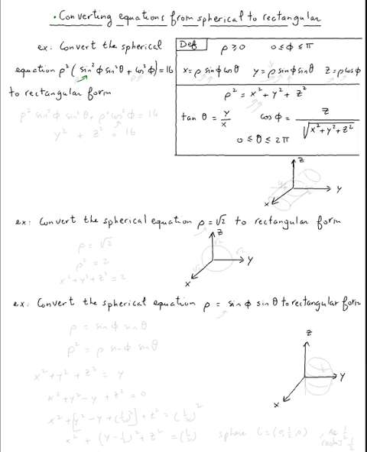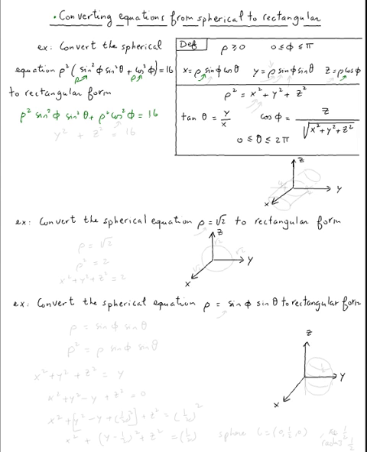So what do we do? One way, I don't know if you notice, is to distribute, because we're kind of missing something. To get an x, we need the rho sine phi cosine theta, and to get a z, we need a rho cosine of phi. So it's kind of like we need a rho here. So what we're going to do is distribute: rho squared sine squared phi sine squared theta plus rho squared cosine squared phi equals 16.